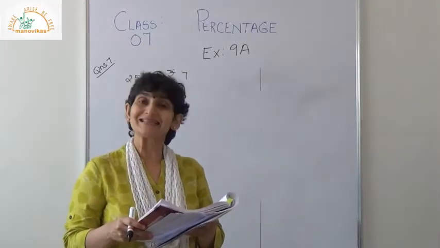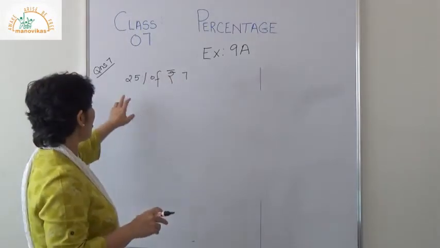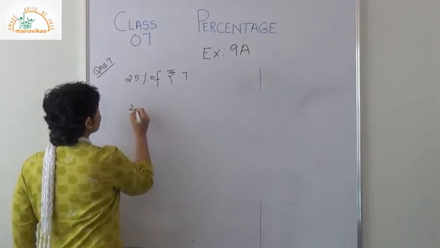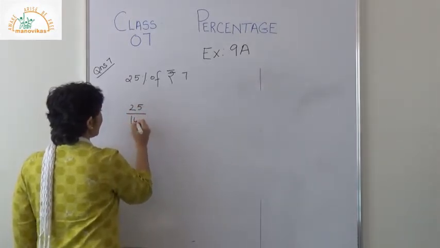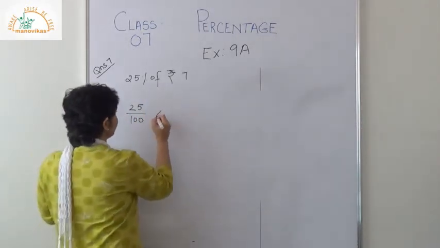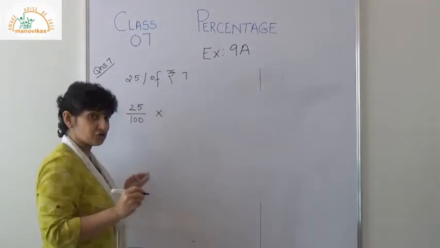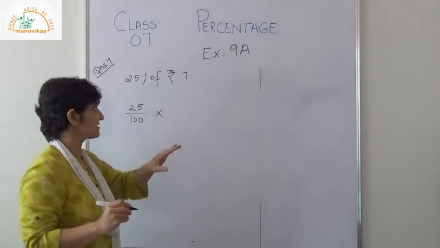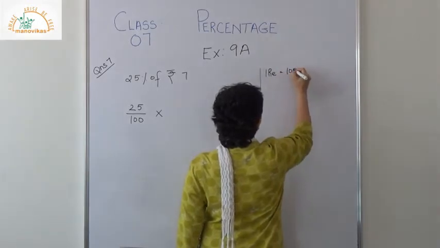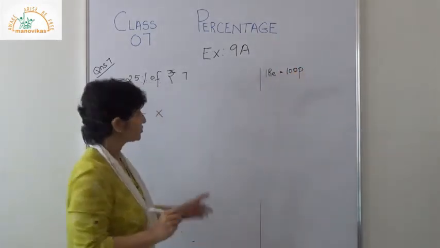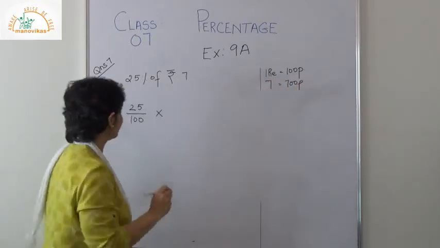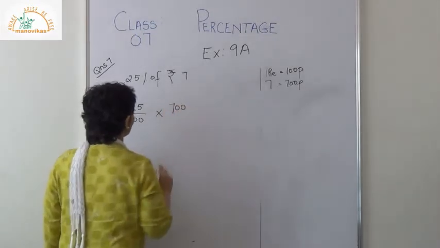Now let's move on to question 7. Alright, so now question 7. 25% of rupees 7. So what do I do? 25% means 25 upon 100. Right? Now we have already learned of means multiply. Isn't it? Rupees 7. Now children, you can either do it directly or let's convert first. You know 1 rupee is equal to 100 paisa. Correct? So 7 rupees will be 700 paisa.